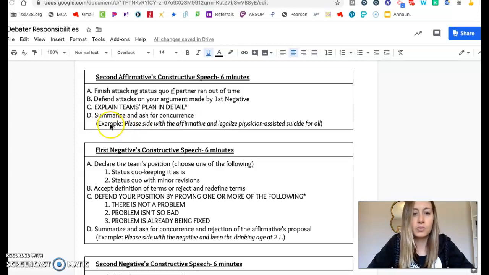And then again, you want to end with asking for concurrence. So please side with the affirmative and legalize physician-assisted suicide for all. End with asking for people to join your side.